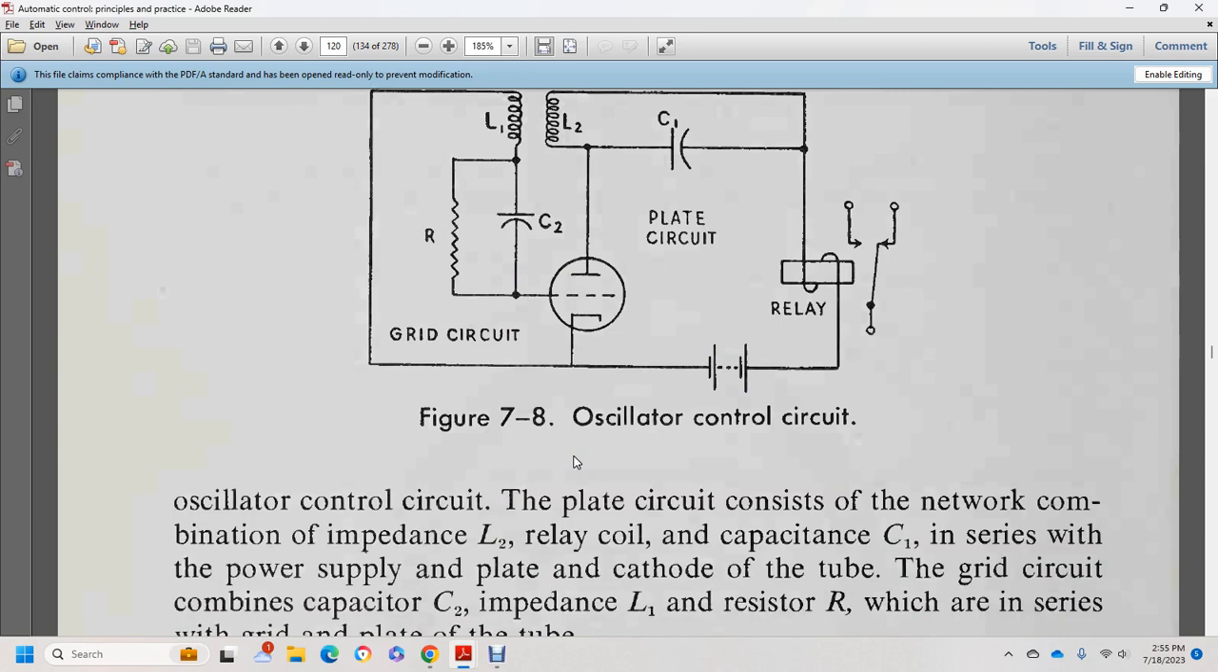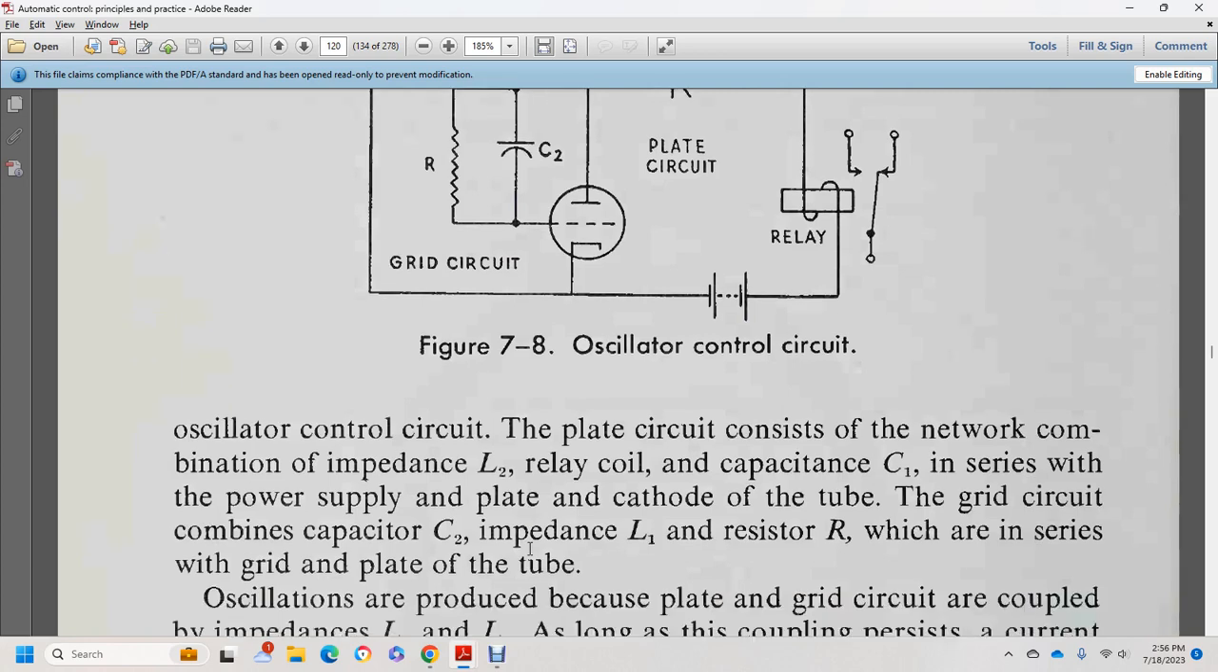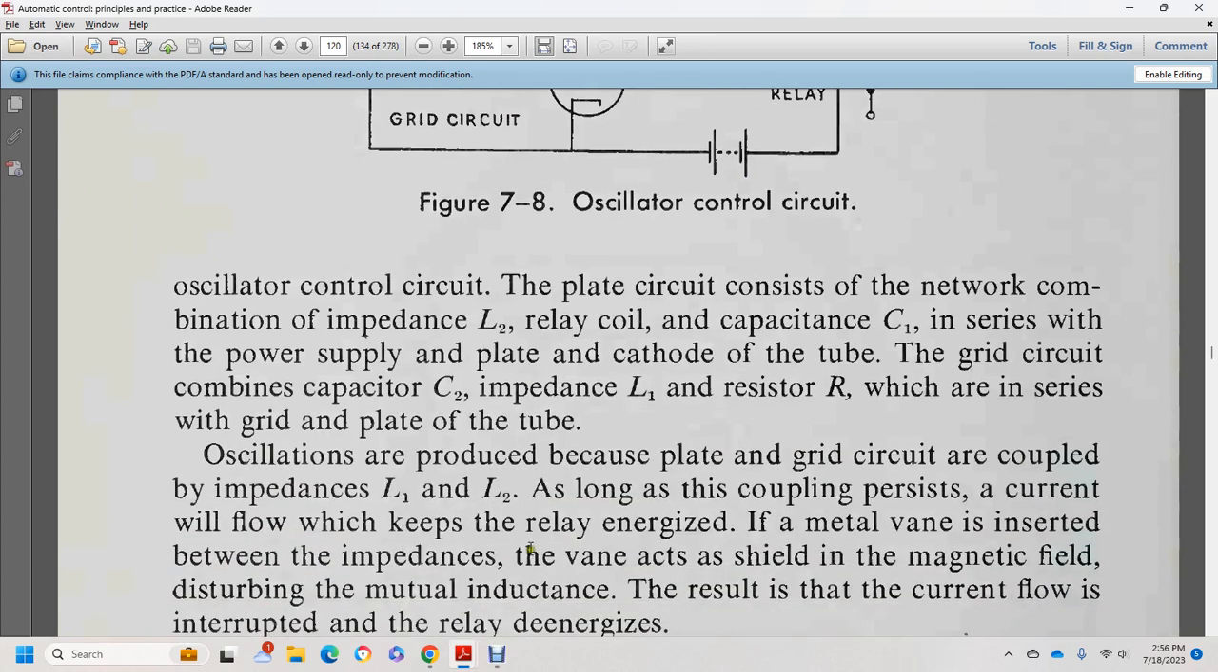Oscillator control servo: the plate servo network with a combination of L2 and relay current, with capacitance C1 in series. The power supply connects the plate and cathode of the tube, with the grid circuit combined with capacitor 2, the inductance of L1, and the resistor R in series with the grid, over the plate of the tube.